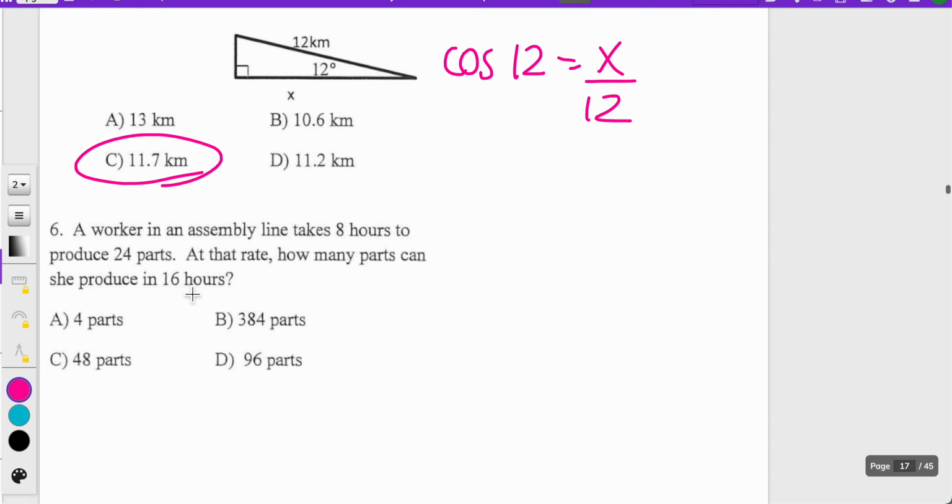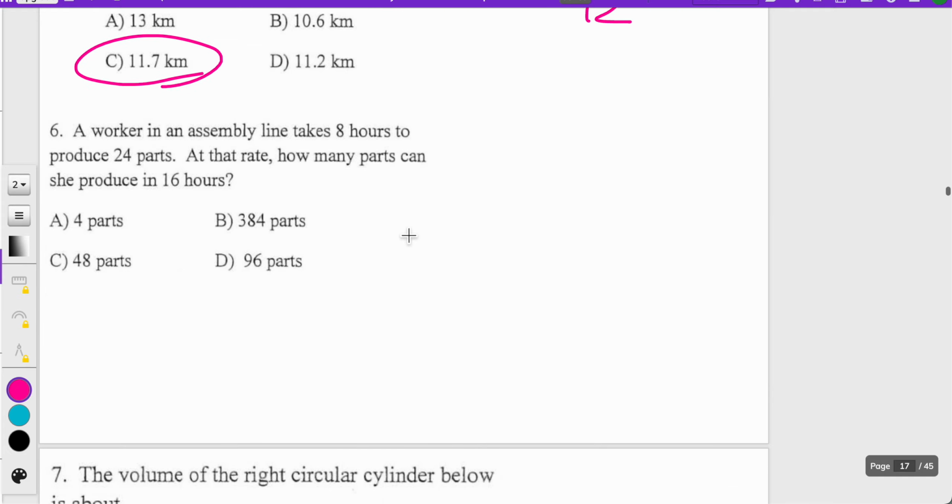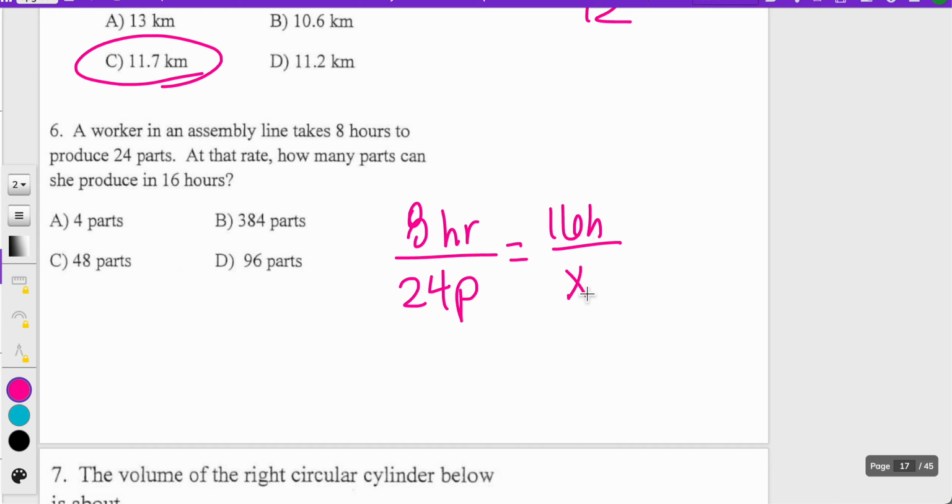Number 6, a worker in the assembly line takes 8 hours to produce 24 parts. So this one can be found by setting up a proportion. At this rate, how many parts can she produce in 16 hours? So we're just solving for x. 24 times 16, and then dividing by 8, we're getting about 48 parts.